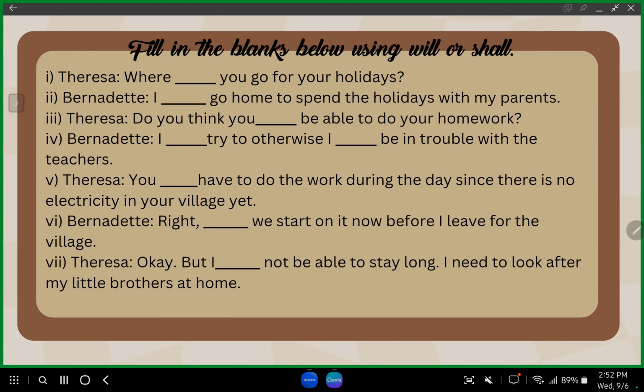The third, do you think you will be able to do your homework? Thank you. Could you please do the fourth one for us as well?